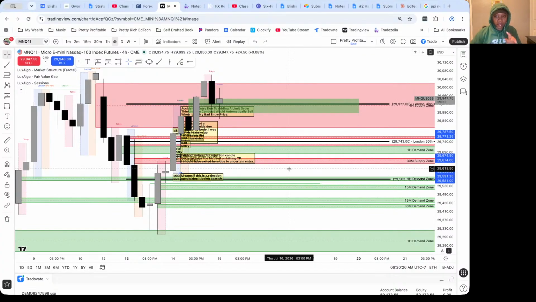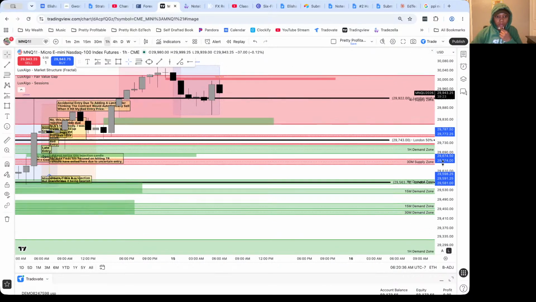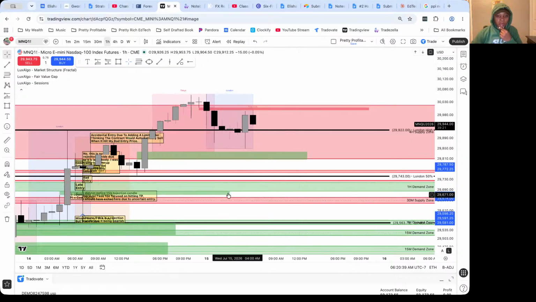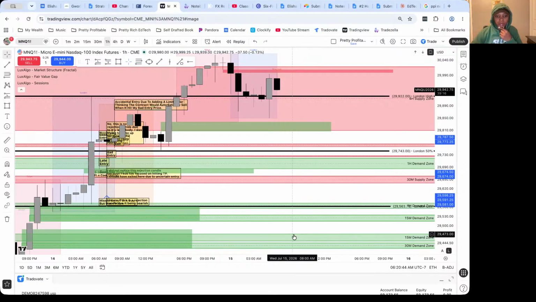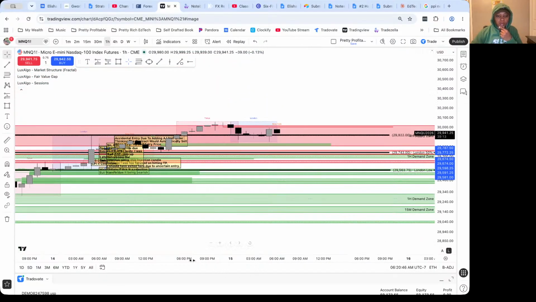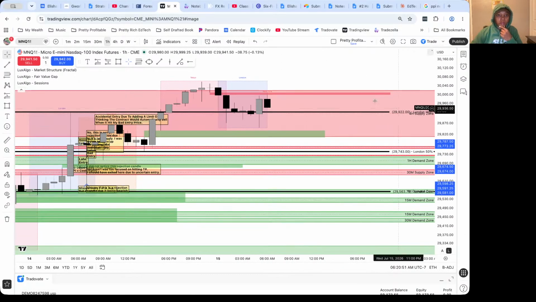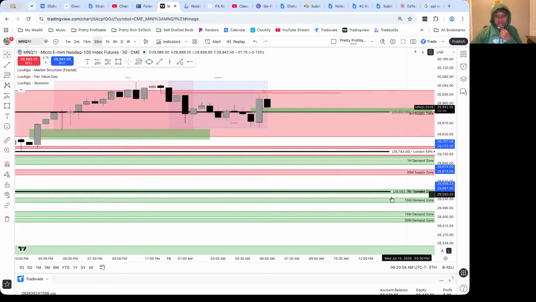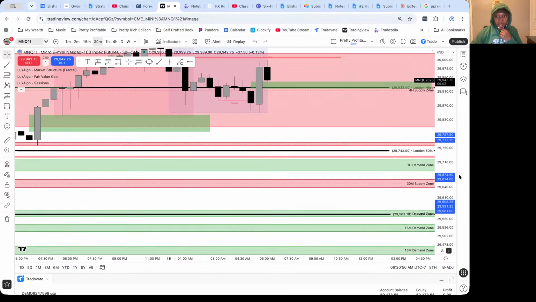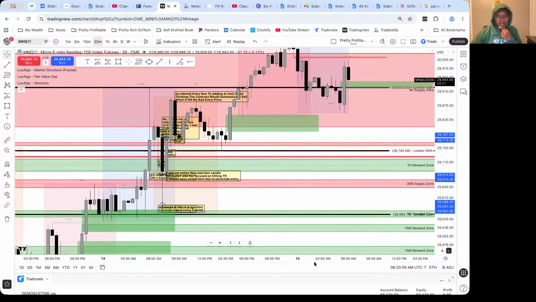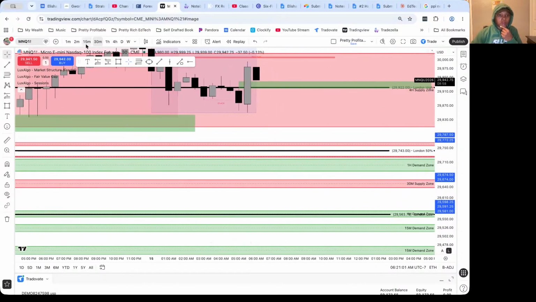The 4-hour supply zone, the higher time frame, is more weighted and stronger, so I don't need to draw that. Let's go to the 1 hour. 1 hour, same thing. We have overlap, additional supply and demand zone. 30 minutes, same thing. Our zones are similarly the same, nothing necessarily extra. 15-minute.